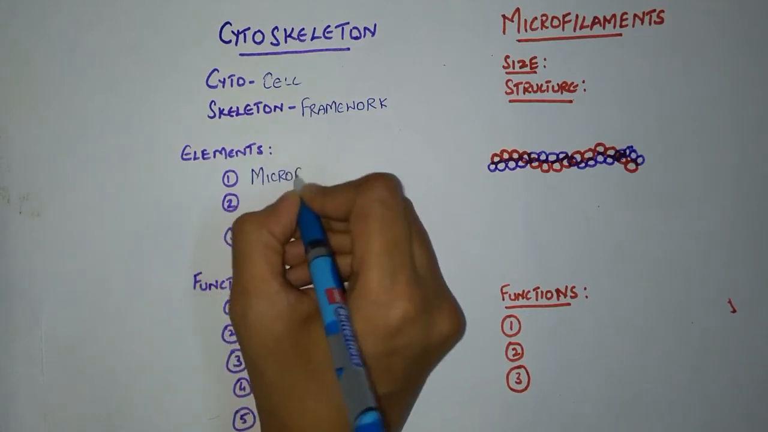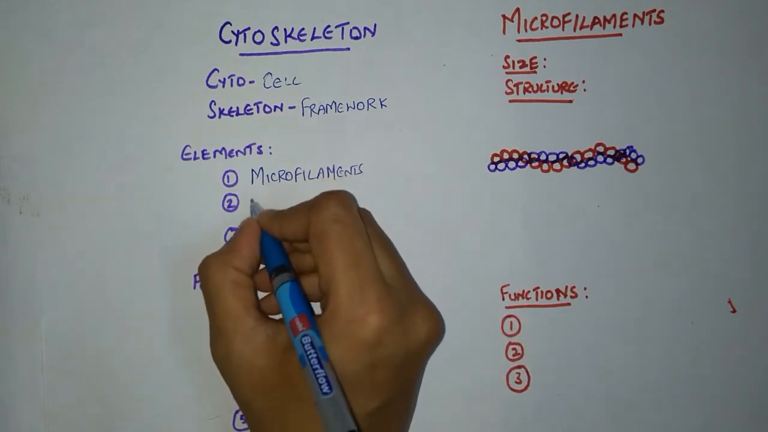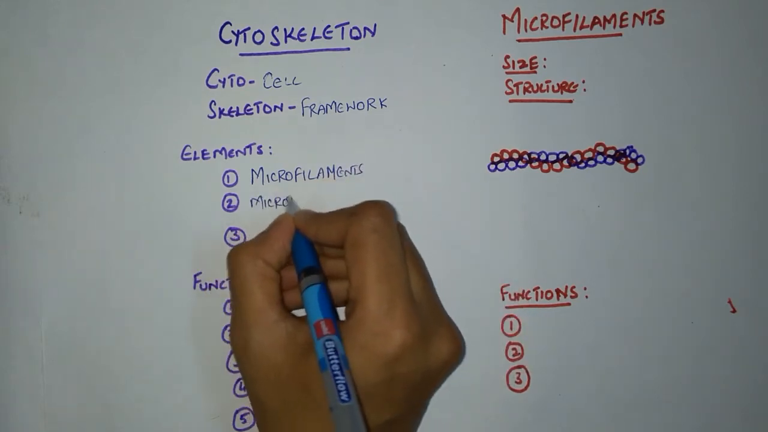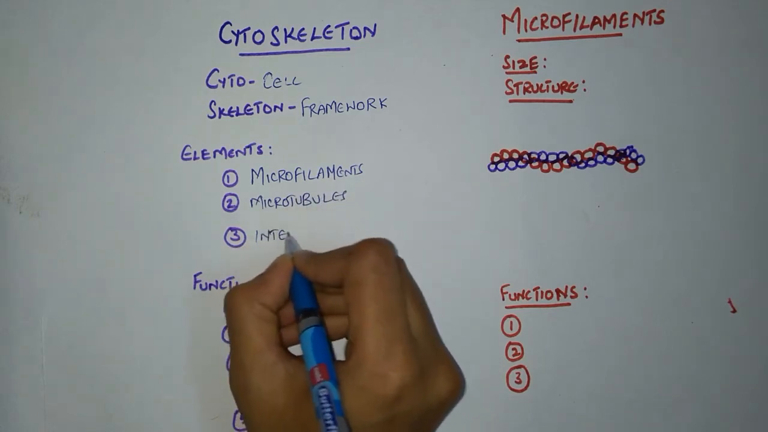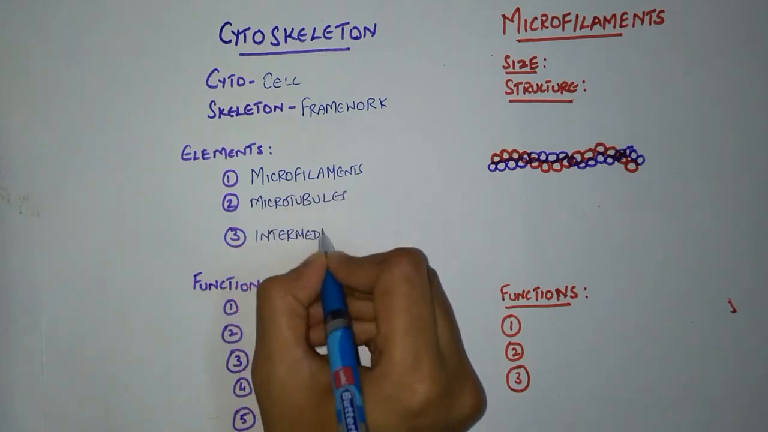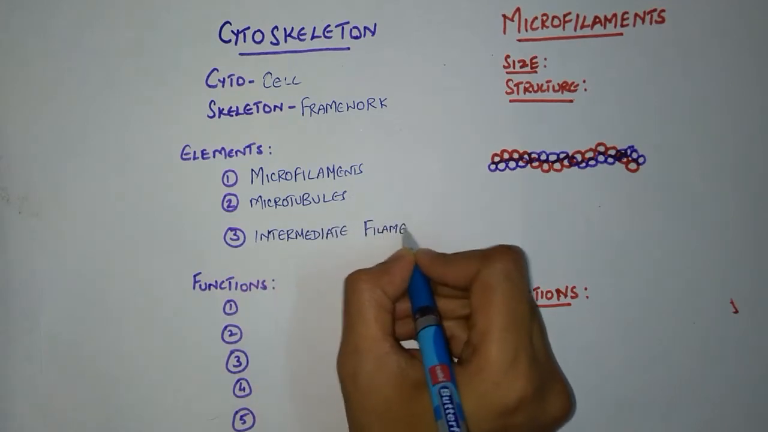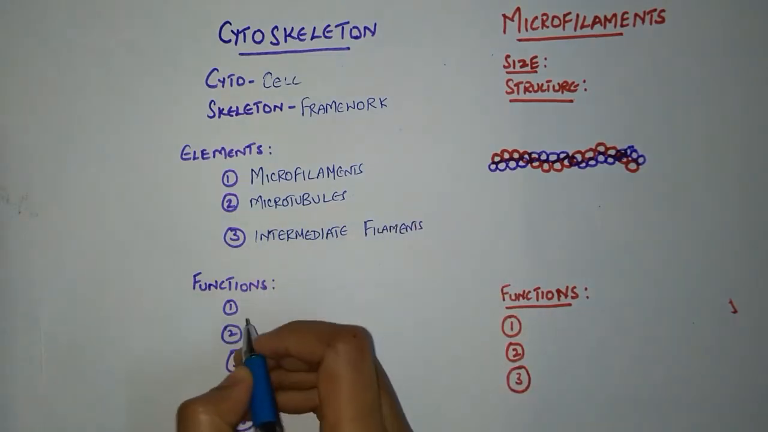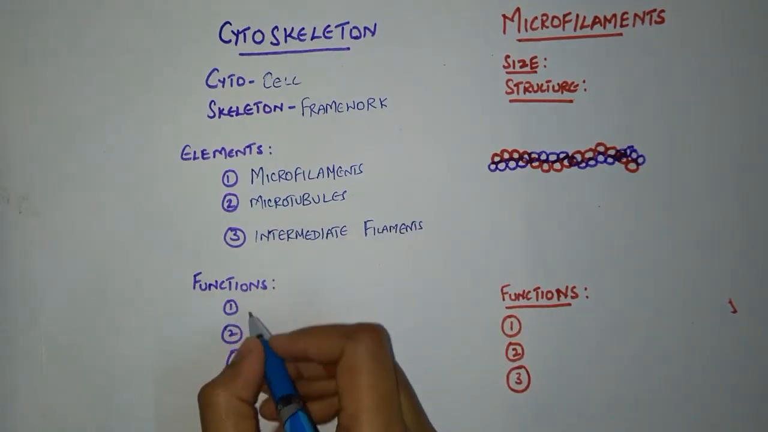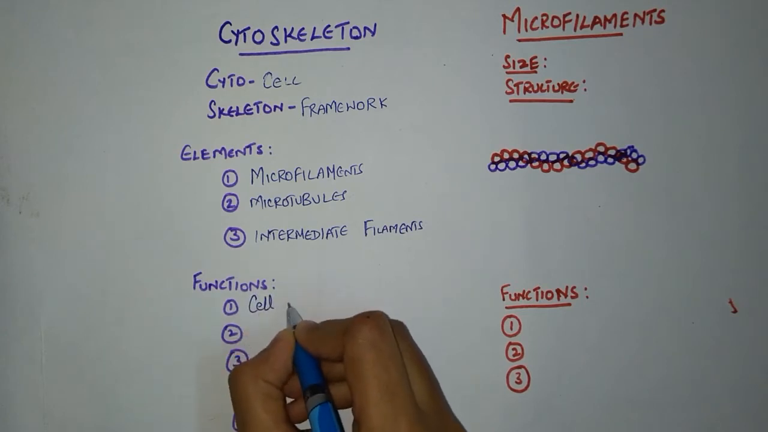They are the microfilaments, which are otherwise called the actin filaments, the microtubules, and then the intermediate filaments. As the name implies, the intermediate filaments are intermediate between the microfilaments and the microtubules in their size. What is the function of the cytoskeleton? The cytoskeleton is involved in cell morphology.